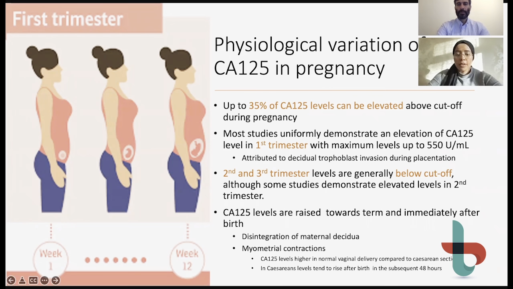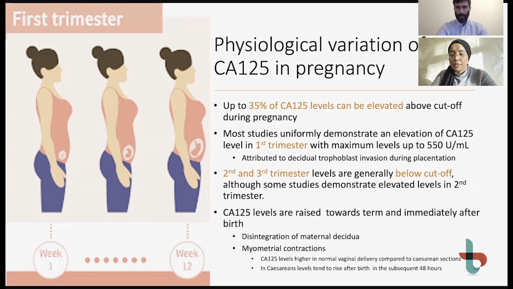So in CA125 in pregnancy, we find that there is a rise of CA125 in the first trimester, and in up to 35% of patients, we find that there is a raised CA125. It is thought that this rise of CA125 in the first trimester is attributed to the decidual trophoblast invasion during placentation. And this is very interesting because later on in pregnancy, during the second and the third trimester, we see that the CA125 normalizes back to below the cutoff level of 35 units per milliliter.